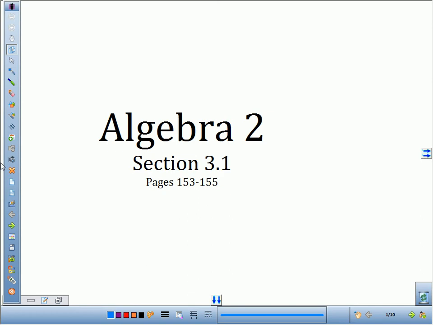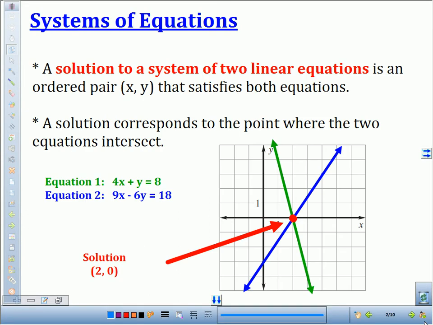These are the notes for Algebra 2, Section 3.1, pages 153 to 155 in your textbook. They have to deal with solving systems of equations using graphing. Now, to start with, a solution to a system of two linear equations is an ordered pair (x, y) that satisfies both equations.